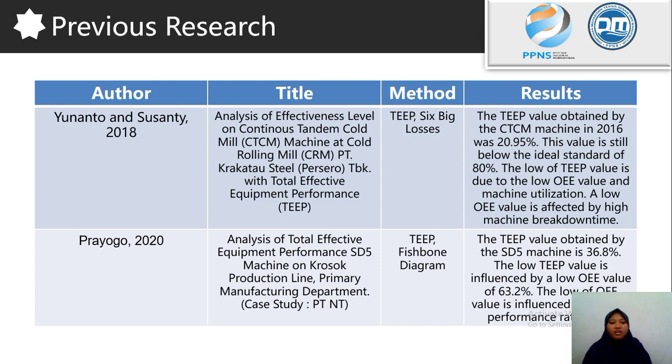And the last is from Prayogo 2020, with the title Analysis of Total Effective Equipment Performance SD5 Machines on Crosstalk Production Line Primary Manufacturing Department. This is a case study from PT NT. And the methods used in this research are TEEP and fishbone diagram.